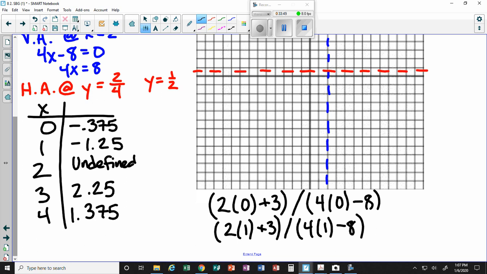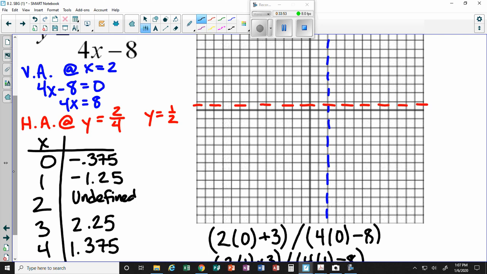Okay? So now I plot those. So 0, negative 3.375. That's almost 3/4, or excuse me, 1/3, right? 1/3 would be 0.3 repeating. About 1/3. Plug in 1 comma negative 1.25. So 1, negative 1.25. So 1 1/4.